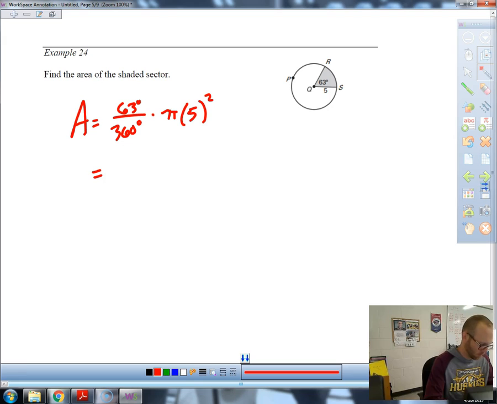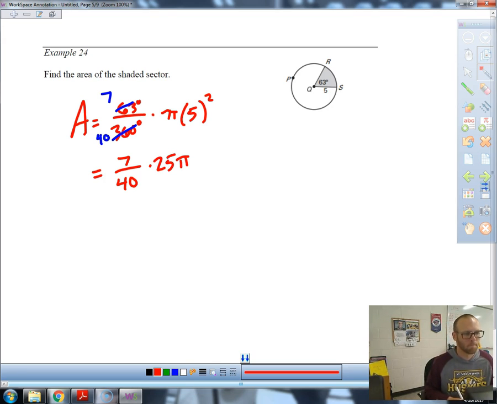I believe we can reduce both of those by 9. Yes, we can. We've got 7/40. Right? Divide by 9 is 7. Divide by 9 is 40. Pi times 5 squared is 25 pi. Okay. I can keep reducing because this 25 pi is really over 1. 25 and 40 reduces. 5 goes into each of those. This is 5, and this would reduce down to an 8.